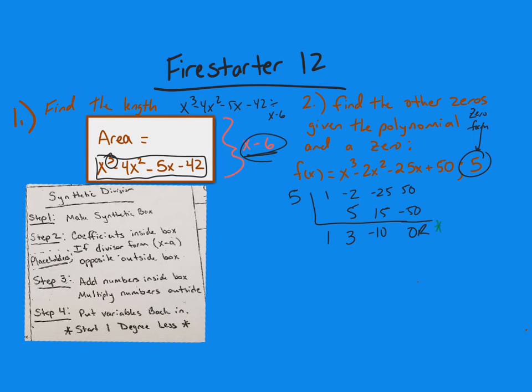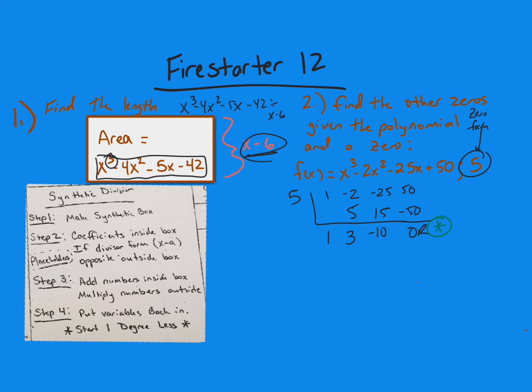Now remember, you should have no remainder here. No remainder should happen because I told you in the beginning, find the other zeros given a 0. I'm giving you this. I'm telling you it should work. That's a reminder that, if you remember when we did this a long time ago, it was supposed to work. All right? So, now that it worked, I have to put my variables back in.